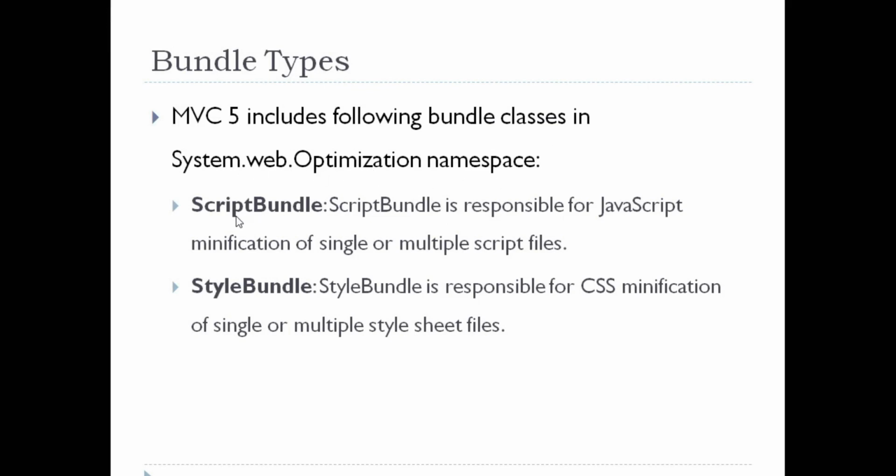The first bundle class is ScriptBundle, which is responsible for JavaScript minification of single or multiple script files, whereas StyleBundle is responsible for CSS minification of single or multiple style sheet files. So based on the word you can remember: style is for CSS, whereas script is for JS files.